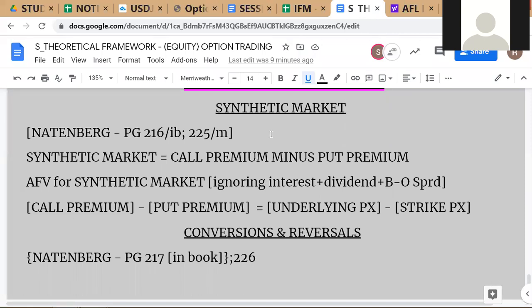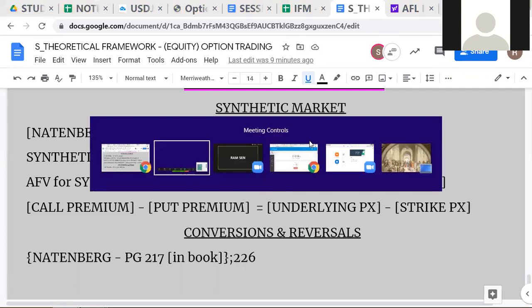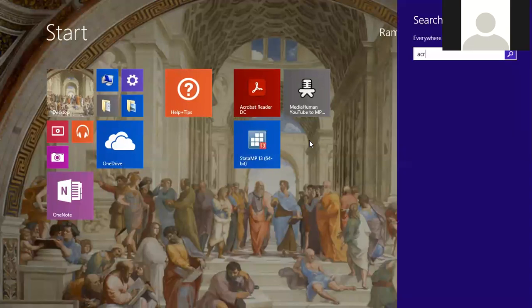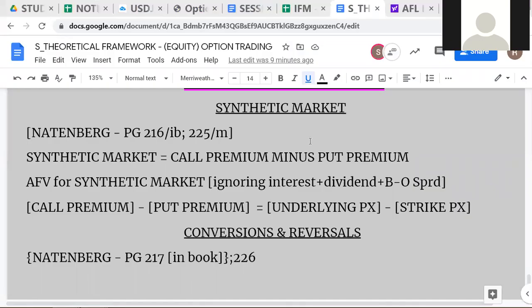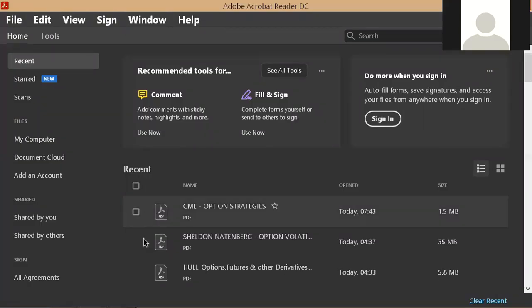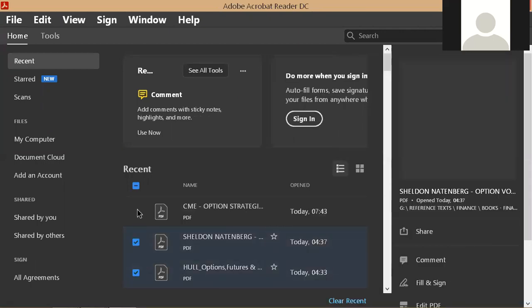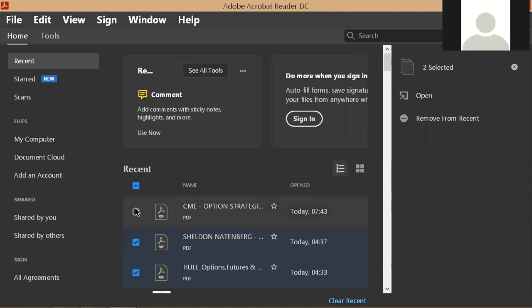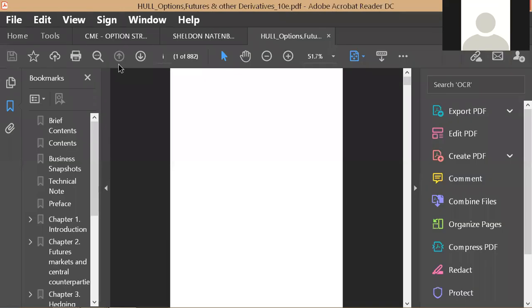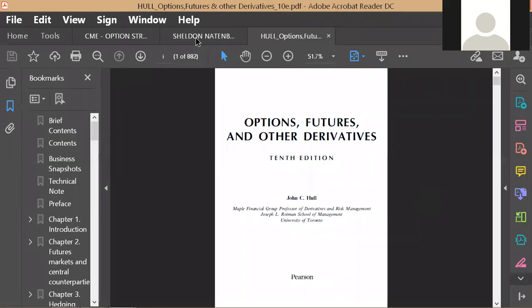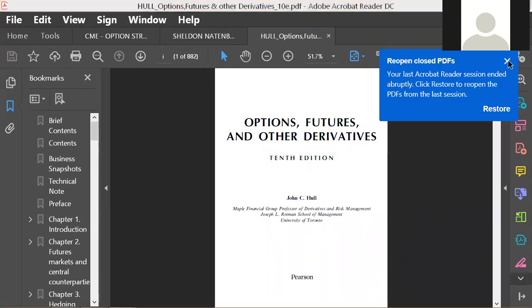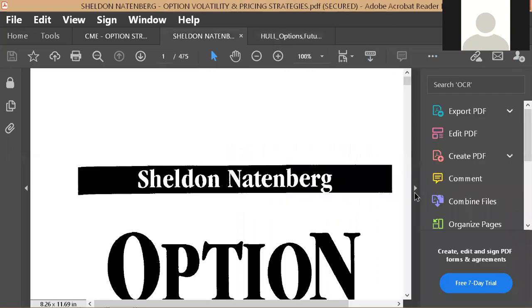So now we'll come to a continuation in our estimate of Natenberg. Okay, let's look at this. We'll continue with the Natenberg book. Have I opened the book? I don't think I've opened the book. Let me just open the book. Let me just open these two. Okay, this Acrobat is a little slow. We'll open this also. So we want to go to the Natenberg book, and we want to interpret this here.